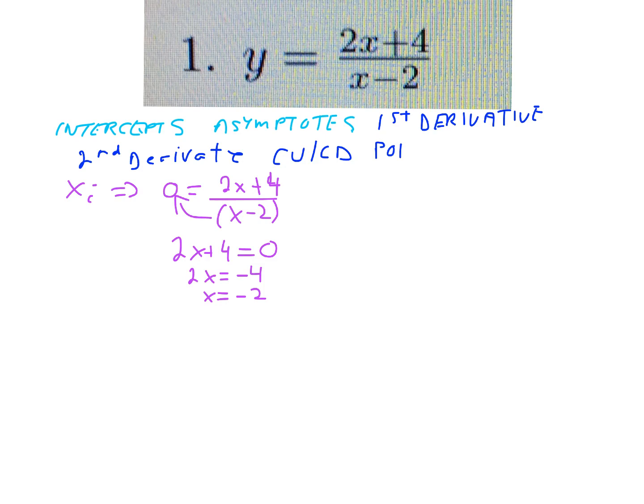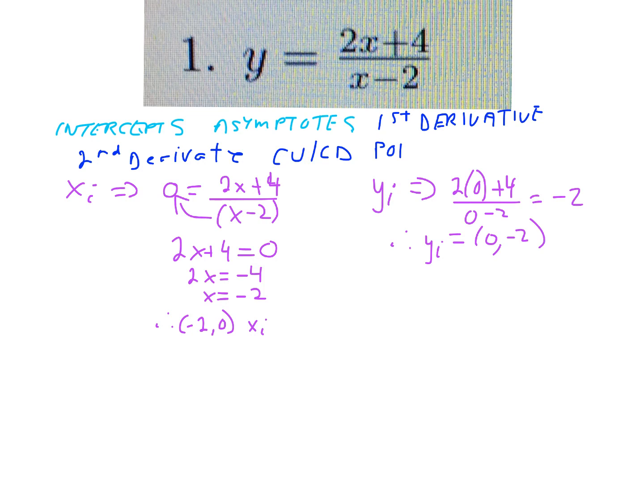We already have 1 point. At the point negative 2, 0, we have an x-intercept. So we can do the same thing for the y-intercept. We'll find it by letting x equal 0. So in our equation, we're going to have 2 times 0 plus 4 over 0 minus 2. That gives us 4 over negative 2, which gives us negative 2 for our y-intercept. So therefore, our y-intercept is 0, negative 2. And so we've got 2 points on our graph already.